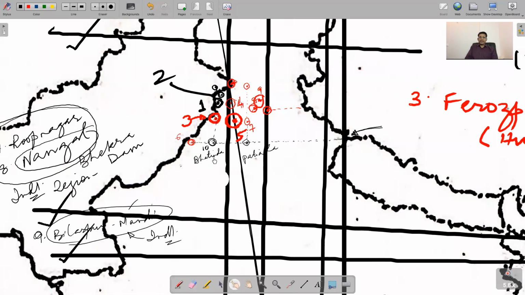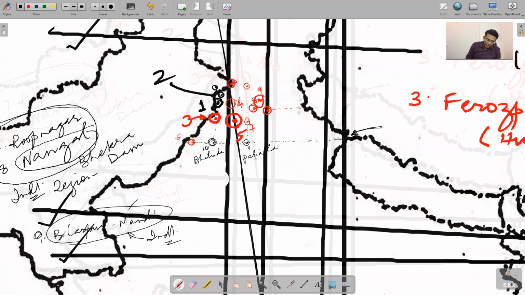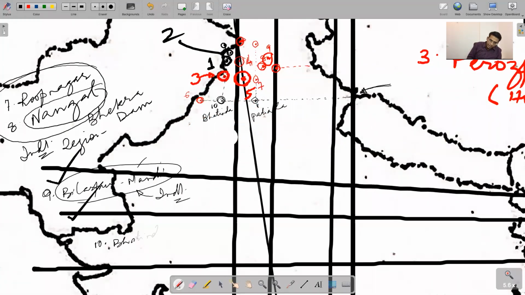Bhatinda is refineries and Patiala has been a historical center. Okay, so 11. So number 10, Bhatinda. Bhatinda is also Malwa Plains. Bhatinda is refineries. 11 is Patiala. Patiala is also Malwa Plains, and Patiala is the political center in many ways. Patiala has been the historical or the cultural center in many ways. And this whole region, Patiala, Bhatinda, Ganganagar, these are Malwa Plains.